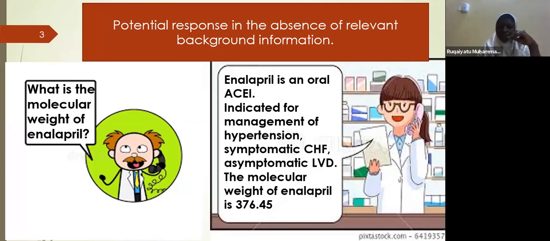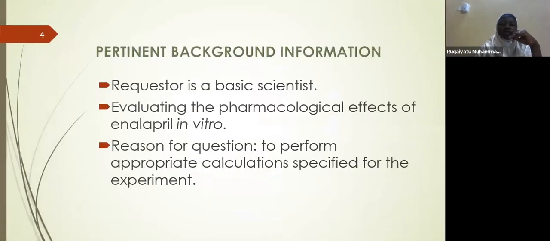So for this particular case study, as we gather our information, we realize that the requester is a basic scientist. So what exactly is this scientist trying to do? He's trying to evaluate the pharmacological effect of enalapril in vitro. The reason for this query was that the requester wants to know the molecular weight of enalapril for the appropriate calculations for this experiment. Not knowing why the question is asked, or what the information we give will be used for, could be misleading to the requester.